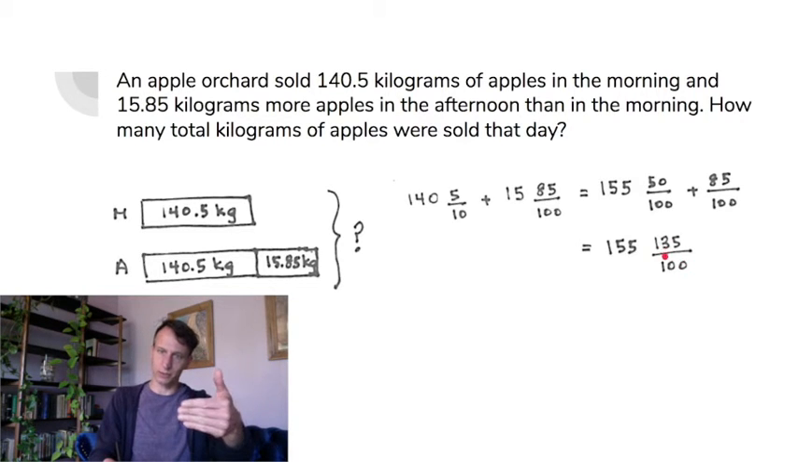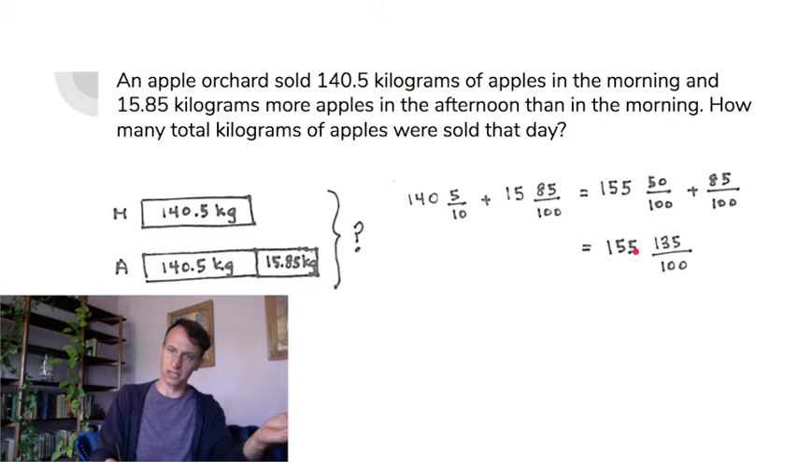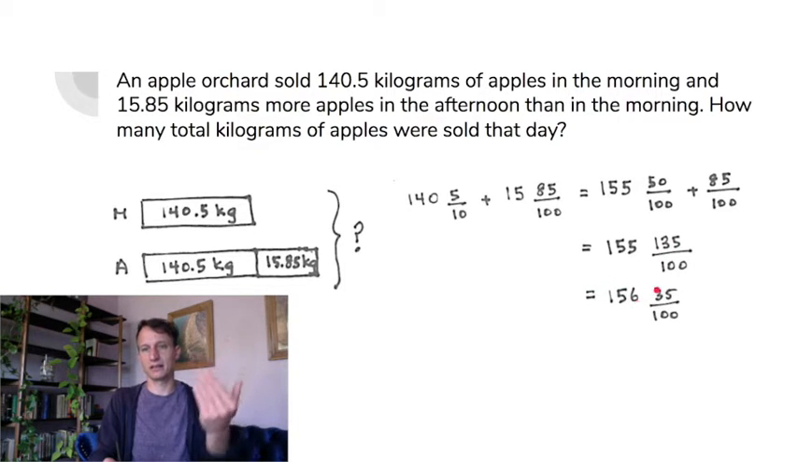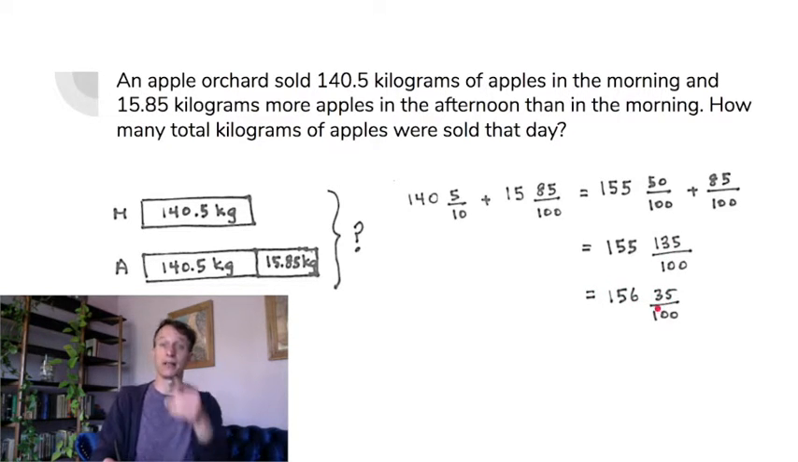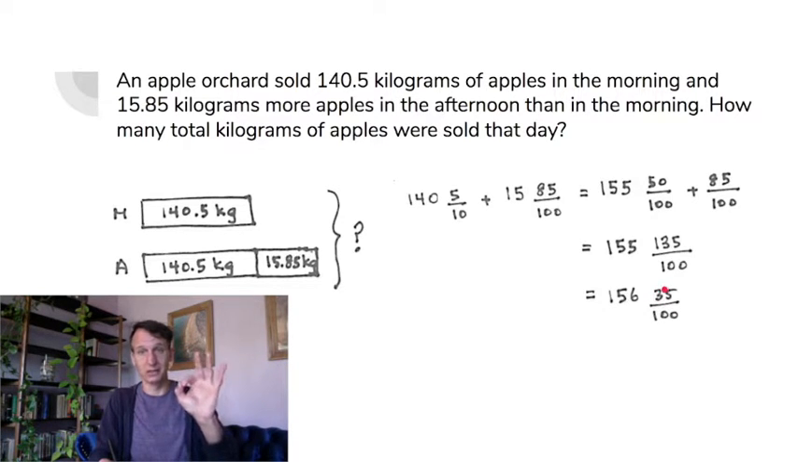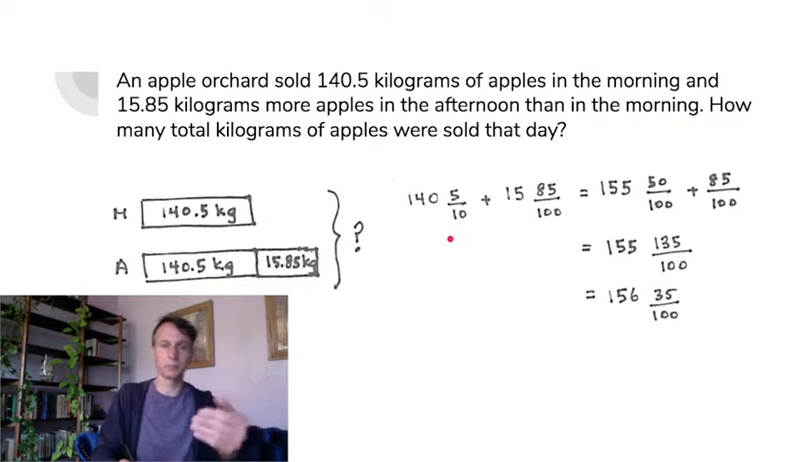Of course, yes, what can we do? We can decompose out 100 hundredths, which is an additional 1 to the 155. So 156, and what was left here? 35 hundredths. 156 and 35 hundredths. Now, remember, that is wrong answer a numero uno. Right, because that just gives us the afternoon. The question is the two of them together. So now we still need to add in yet another 140 and 5/10 kilograms.